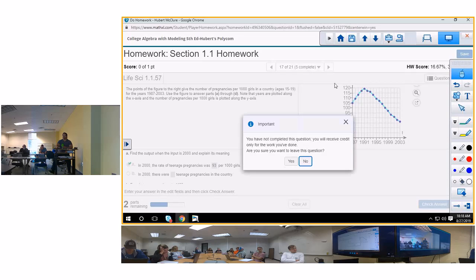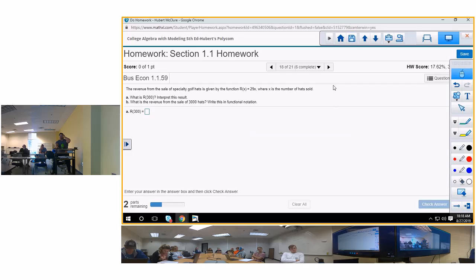But remember, we're doing a lot of reviewing, so it'll take a few minutes for us to get to the test questions. The revenue from the sale of specialty golf hats is given by the function R of x equals 29x, where x is the number of hats sold. What is R of 300? What do we do with 300? Plug it in. So plug in 29 times 300.